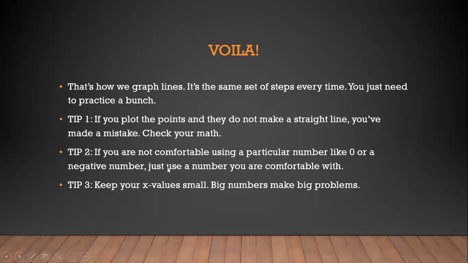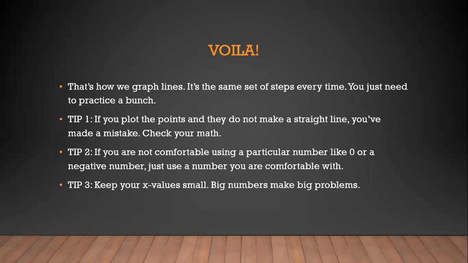Number 2, if you're not comfortable using a particular number, then use a different number. If you don't want to use 0, don't use 0. Use 1. If you don't want to use -2, use +2. Use a number you're comfortable with. If you want to use 5,000 and that works for you, use 5,000. Use a number that works for you.